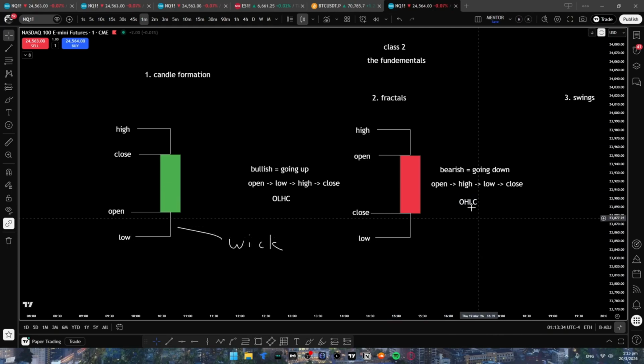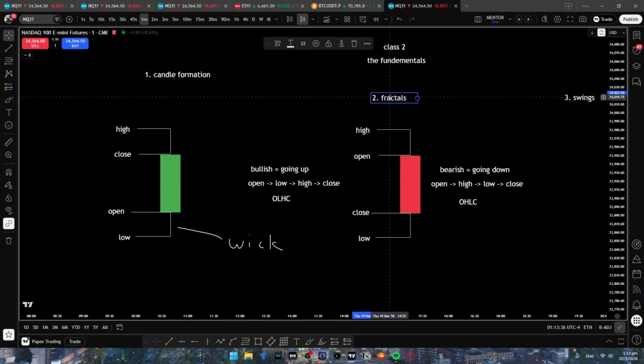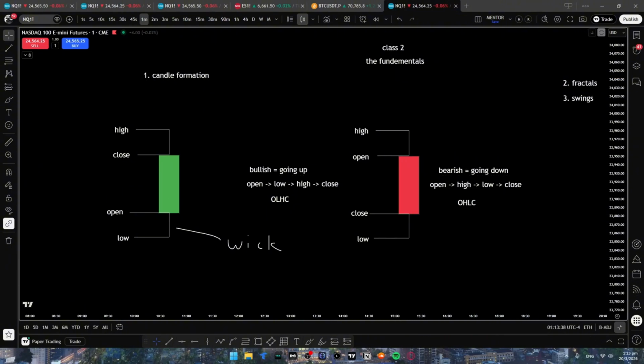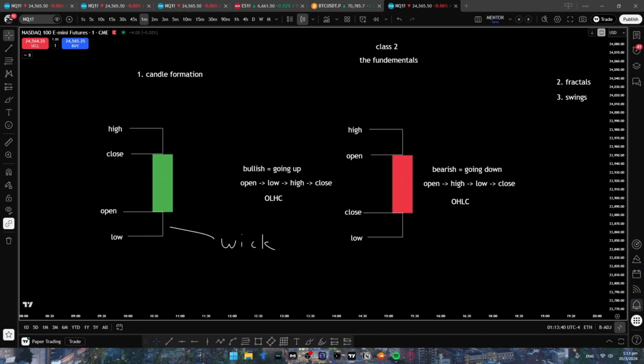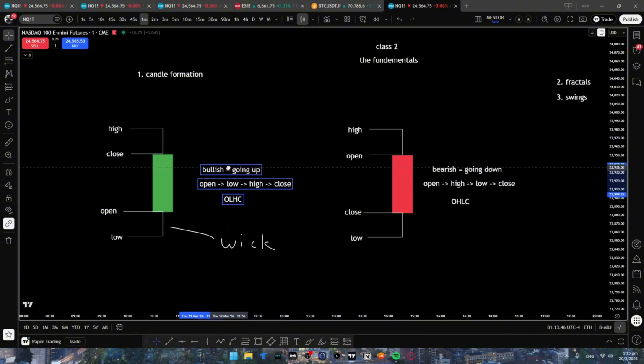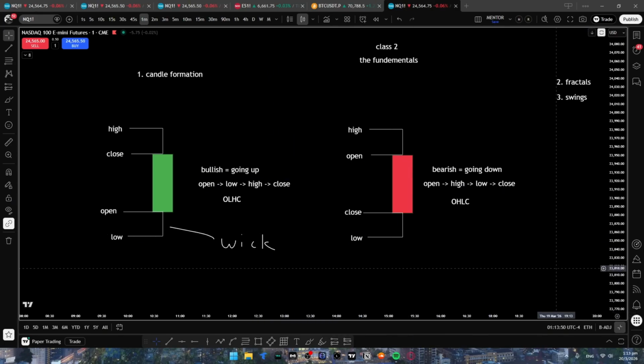So you can literally screenshot this right now. Move these to the side. You can screenshot this, put it in your notes. Remember I told you in the first class that notes are going to be important, so I hope you are taking some notes down. Alright, now that that is out of the way, we have covered the first part, which is candle formation. Remember, if you want me to play the animation for the bearish one, I'll do it right now.